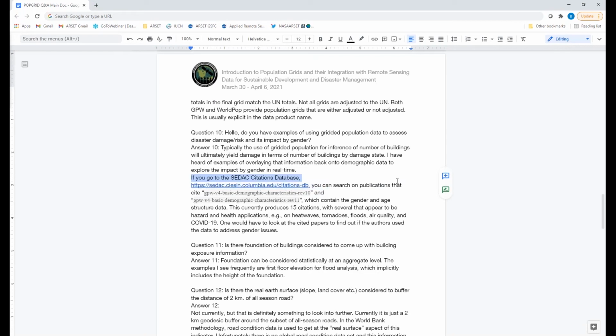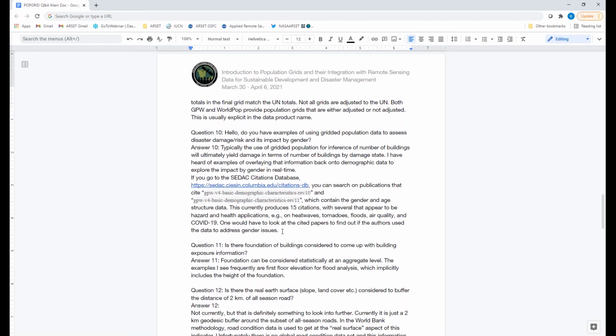Right, I put that in. One of the things that I'd like to see more of is people using the citations database to actually try to find relevant information for questions like this. If you go to the database, you can see which entries cite a particular data set.